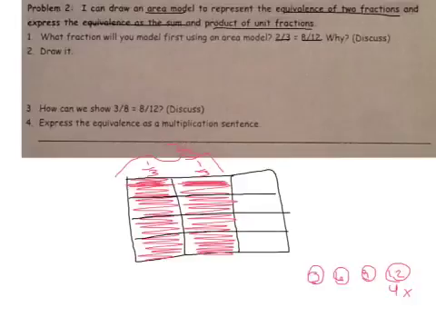So we now have 1, 2, 3, 4, 5, 6, 7, 8, 9, 10, 11, 12. We have our 12 parts, which we needed. And we have 1, 2, 3, 4, 5, 6, 7, 8. We have 8 shaded parts. So now we have our 2/3 equaling our 8/12.